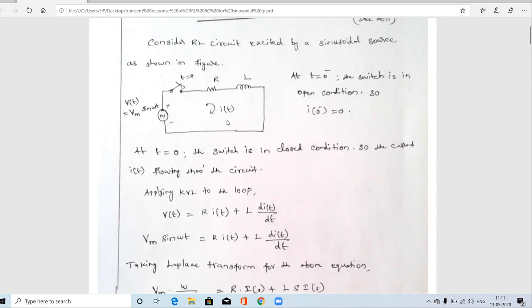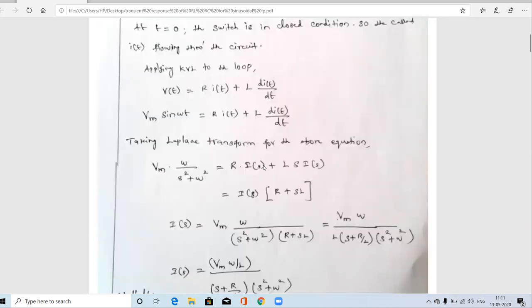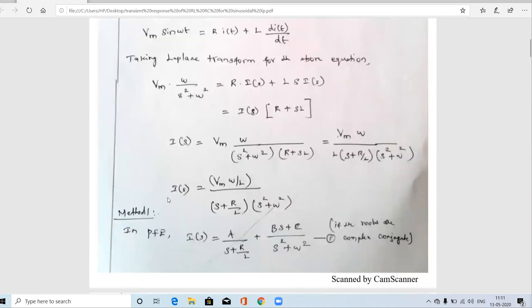But how to calculate this I of t? First, we have to write the KVL equation for the circuit. For the KVL equation, we have to apply the Laplace transform. Then from the equation, we find the value of I of s. Then for this I of s, we take the inverse Laplace transform. So this is the procedure.